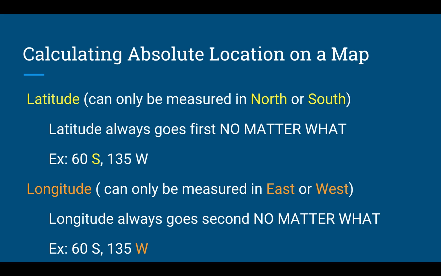So how to calculate absolute location on a map. Whenever I say absolute location, I will always refer to latitude and longitude. It's the exact point on the map of where a location is. So you need to fill these points in on your notes. Latitude. Latitude can only be measured in north or south. They cannot be measured in any other way.